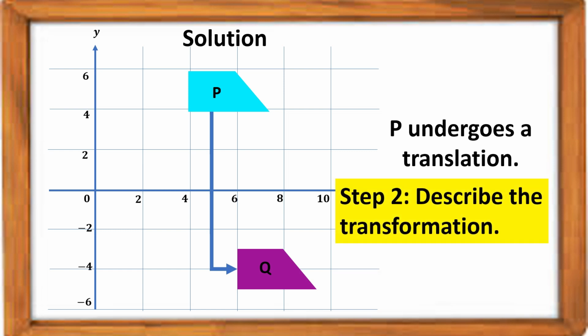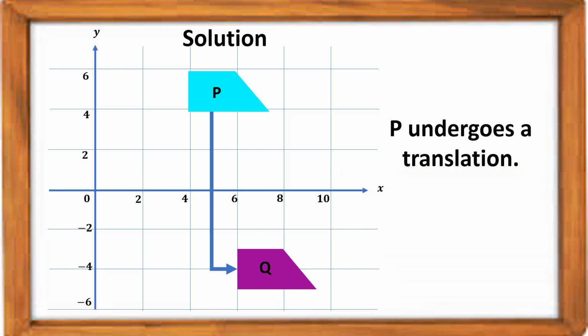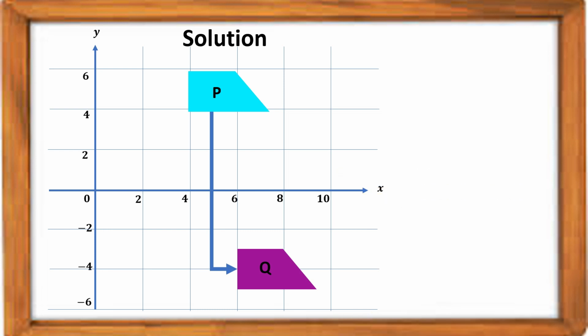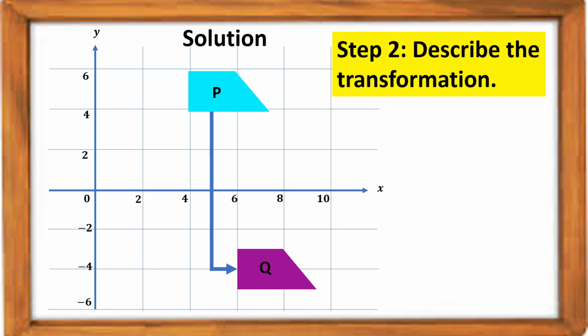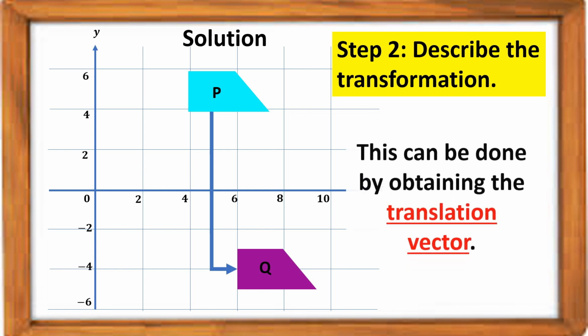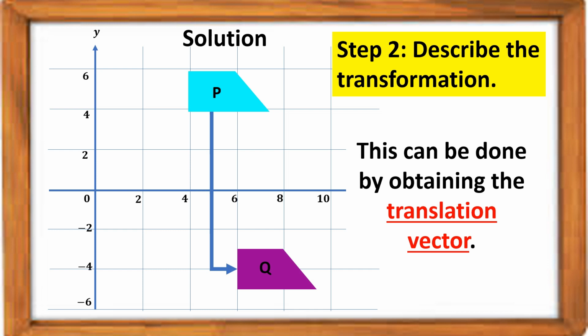We want to describe it completely. So how are we going to describe it completely? Well, we need to describe the translation vector. Some people were able to simply write P undergoes a translation and state the translation vector. Some weren't too successful with stating the translation vector, neither were they too successful with figuring out what this shape would have been translated by. So here's how you're going to do it.